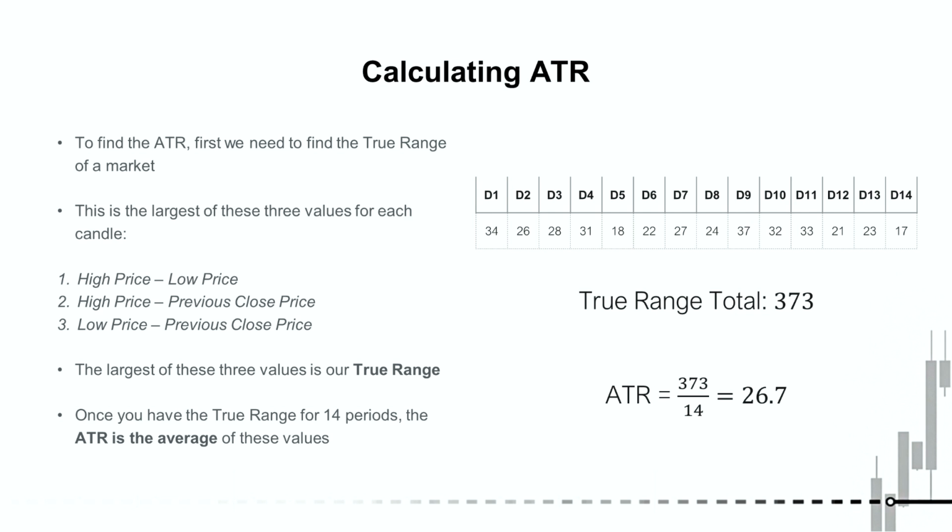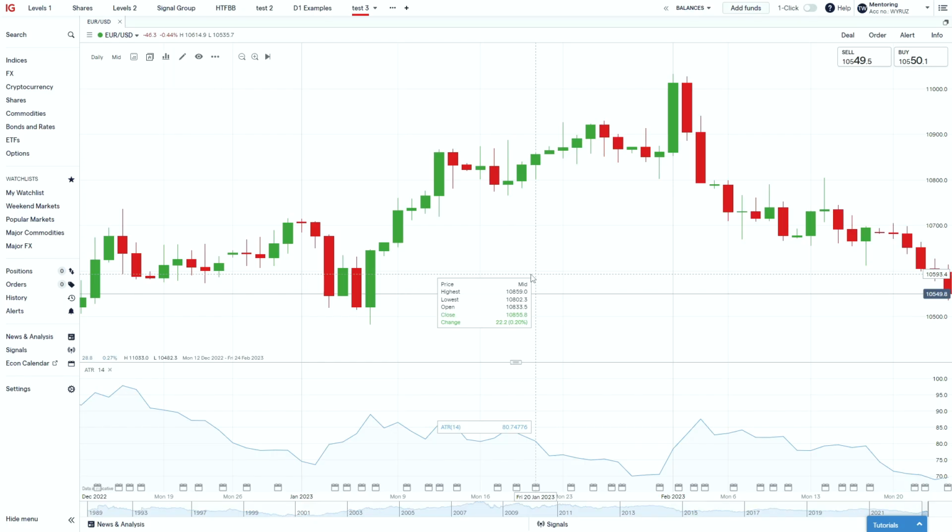We would take that true range for each candle and add them all together for a 14 period, and then we'd work out the average. That's essentially what that indicator is doing if you load it up on your broker. So let's have a look at examples of an ATR on an actual chart now.